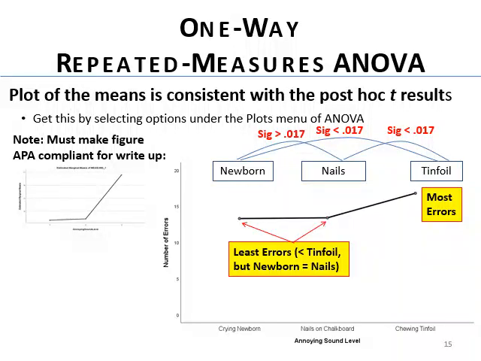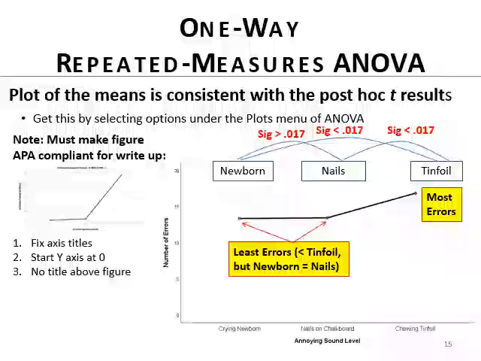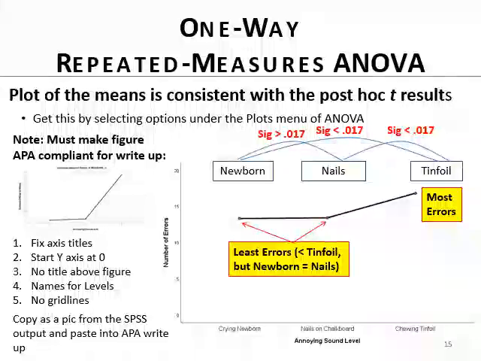So you have to make this figure that you get out of SPSS. It looks like this one right here on the left. This little tiny one is clearly not APA format. You've got to clean it up. You've got to fix the axis titles. They have to be real words, not squished together variable names. You need to start your y-axis at 0. No title above the figure, that estimated marginal means thing. You've got to just get rid of it. You want to have real names for your levels. Instead of 1, 2, 3 at the bottom, note I put in crying newborn, nails on a chalkboard, and chewing tinfoil. And get rid of your grid lines if you've got them. You can also stretch this out so it's a little bigger. That's nice. And then you need to copy this as a pic and paste it into the example APA write-up when you write it up. So make sure you modify the chart as necessary and paste it in.